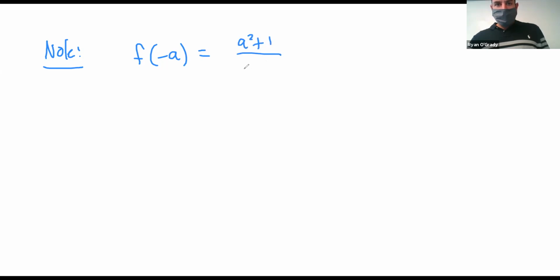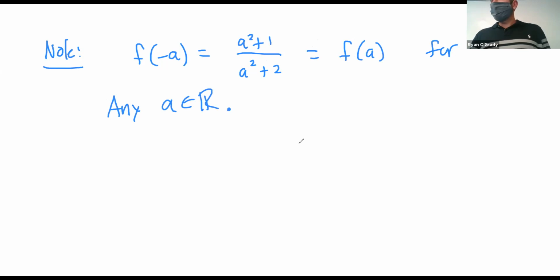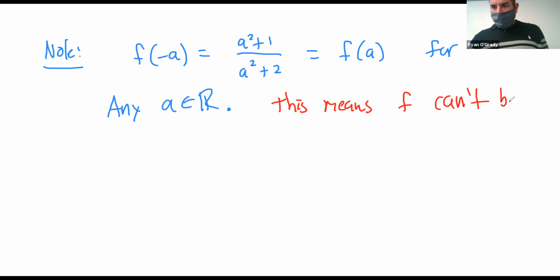I don't know that yet. And so here's what I just do on my next line. Note, f of, say, -a is equal to a squared plus 1 over a squared plus 2, right? And that's the same exact thing as f of positive a. And this is true for any a in the real numbers. So right away, what this means is f can't be one-to-one.